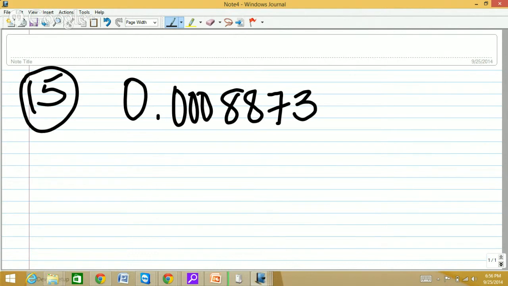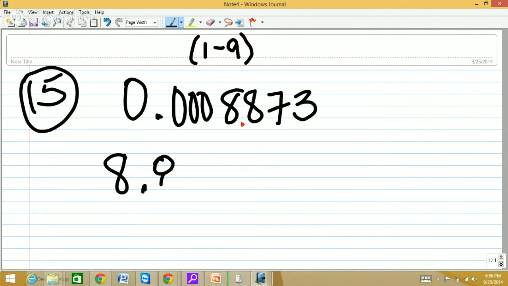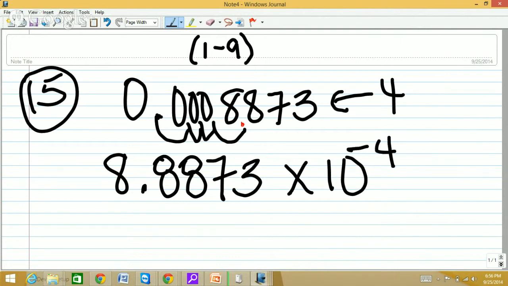Okay, so I have 0.0008873. Remember, zeros don't count. The numbers that I count are between 1 and 9, so I really want my decimal to be right there. I write that down: 8.873. And we're going to scientific, so we say times 10. If I were going from where I am now to where I started, I'd go 1, 2, 3, 4 places. This time I went left, and left on our number line is negative. So that's going to be a negative 4.